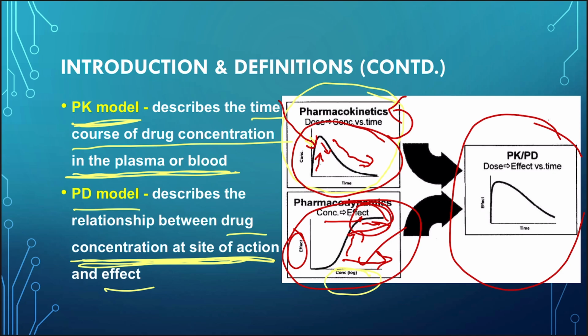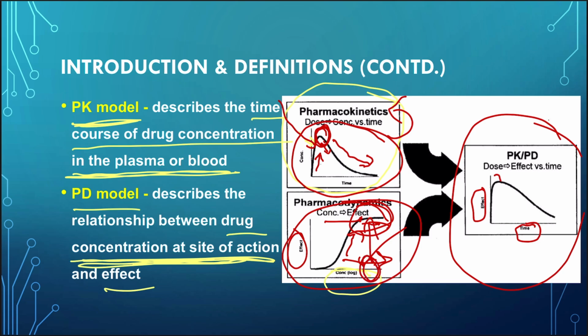Now next comes the PK/PD model, the combination of the pharmacokinetic and pharmacodynamic models. Here on the y-axis we have effect, and on the x-axis we have time. At the starting point, at time 0 or a little bit after that, we can see an increase in the concentration, as the drug is getting absorbed into the blood vessel, and for this increased concentration we get the maximum effect.